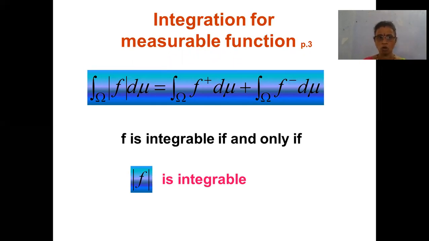Now, integral over omega mod f d mu equal to integral over omega f plus d mu plus integral over omega f minus d mu. f is integrable if and only if mod f is integrable.